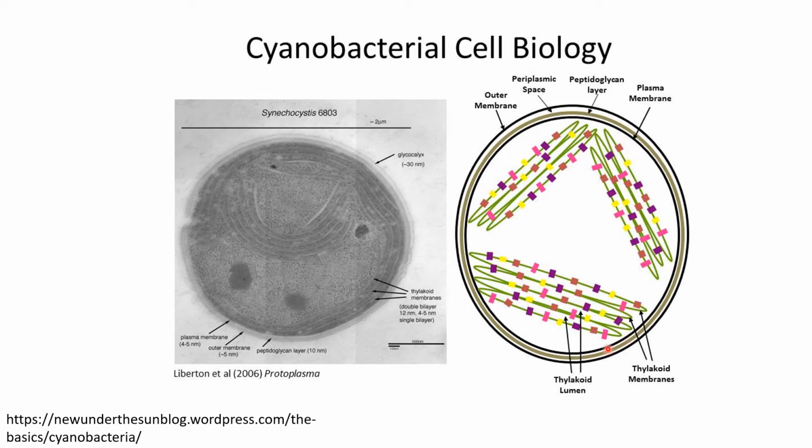And another important thing, we have this structure, the thylakoid. So, this is like their endomembrane. And the important thing about the thylakoid is that this is where the important pigments for photosynthesis are. Okay.